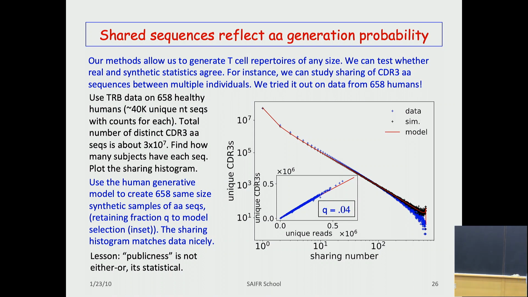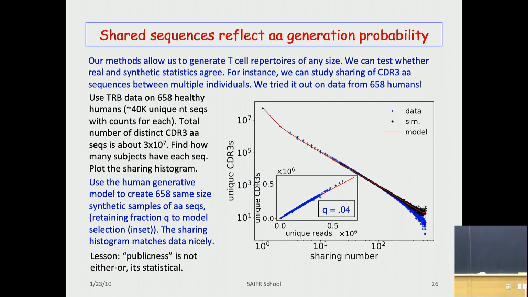And you can, of course, immediately ask, are there any amino acid sequences that are shared between individuals? Are there any amino acids that are shared between all 658? There shouldn't be very many. Are there other amino acids that are shared between 500 of the 658, et cetera? In other words, you could ask for empirical sharing of amino acid sequences between varying numbers of individuals in this large data set.